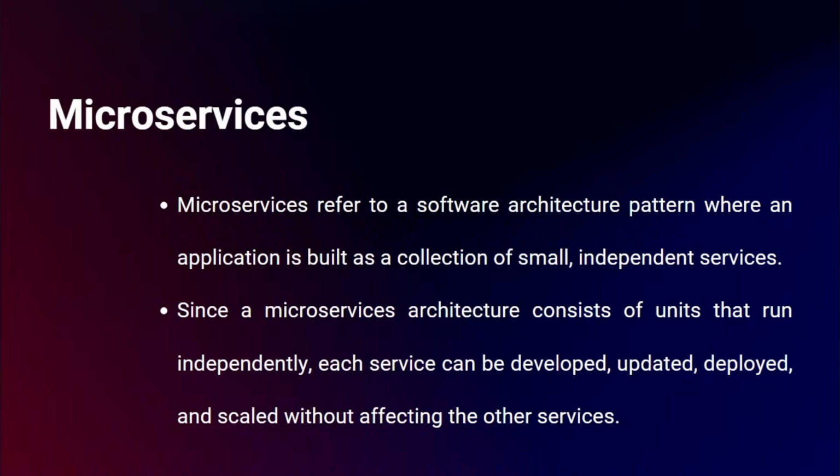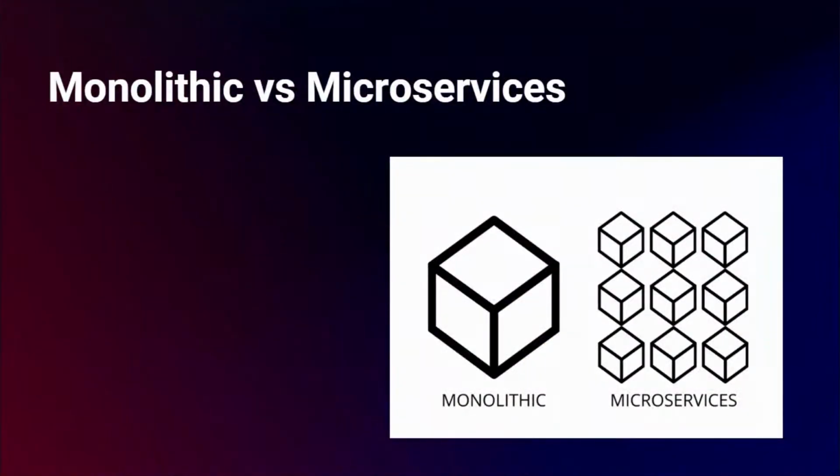They have their own role, they run individually, and collectively they can do the work of an application. Entirely they do one process, but each has an individual role. Since a microservice architecture consists of units that run independently, each service can be developed, updated, deployed and scaled without affecting the others. If you have multiple units and want to work on one, you don't need to stop the entire thing; you can work on one unit and attach it back. So it is called monolithic versus microservice.